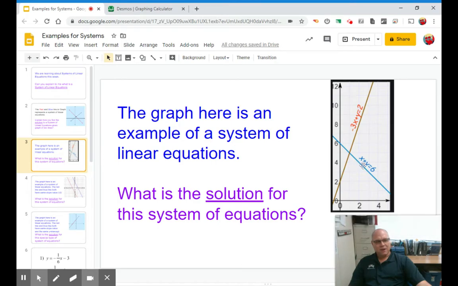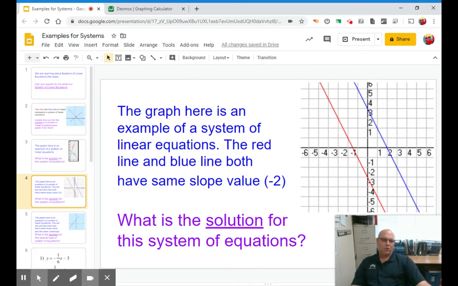But what's special about our one point of intersection? That is the one point, that x and y combination that will make this equation true, negative 3x plus y equals 2, make that a true situation. And it will also, at the same time, make x plus y equals 6 be true. So that's the only point that is a solution for both linear equations.